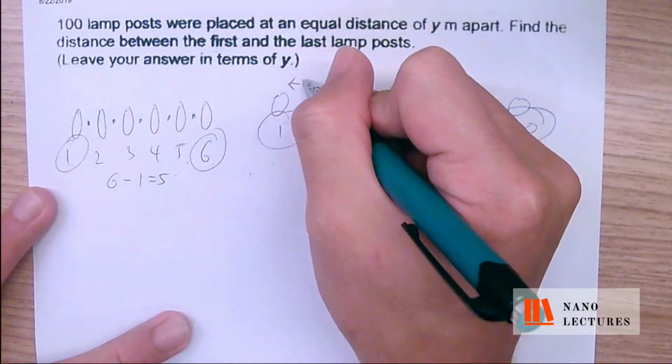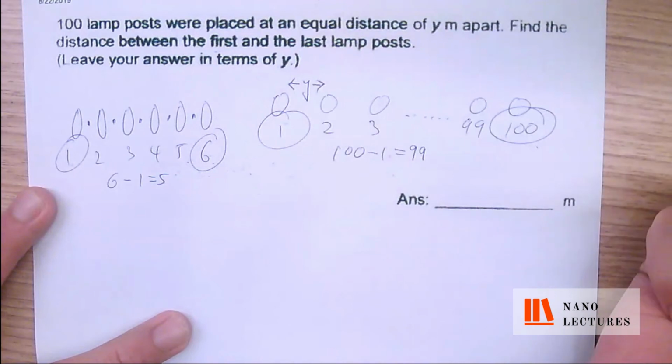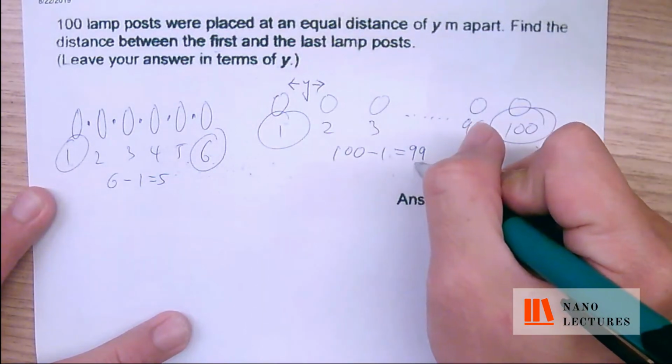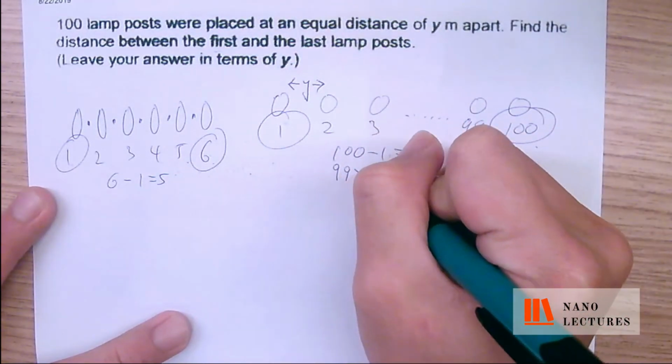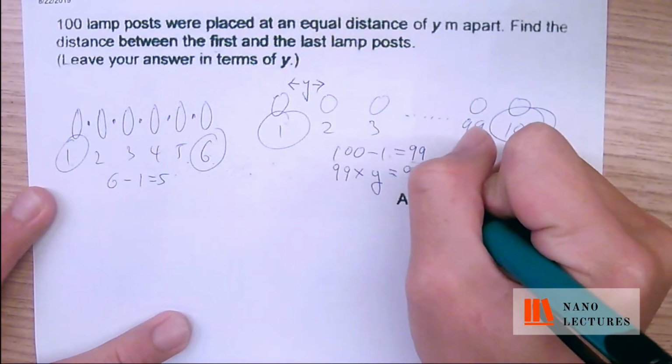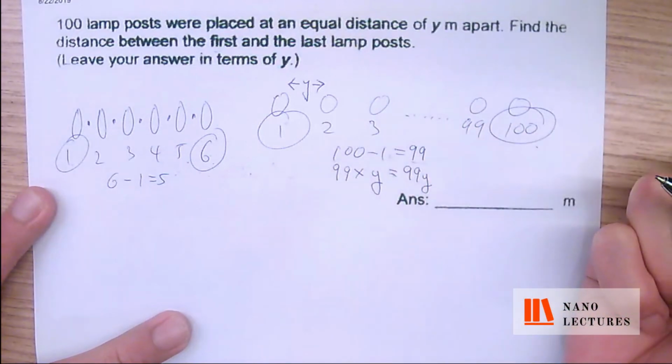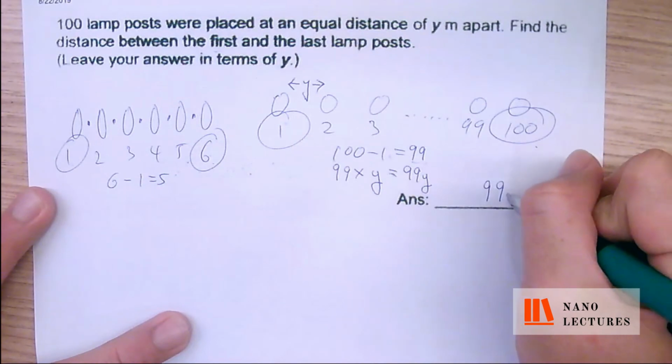And each space is y meters apart. So since I have 99 spaces, I'm going to take 99 multiplied by y, giving me 99y. Okay, so your answer will be 99y.